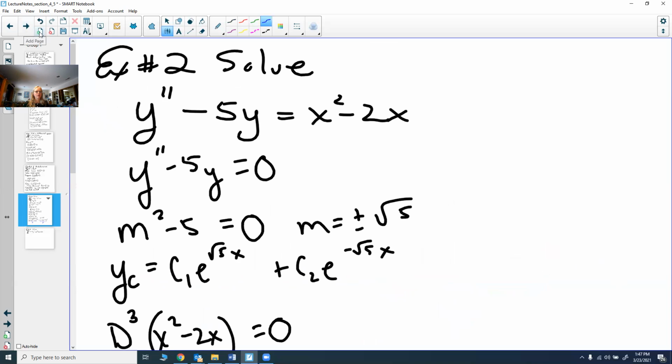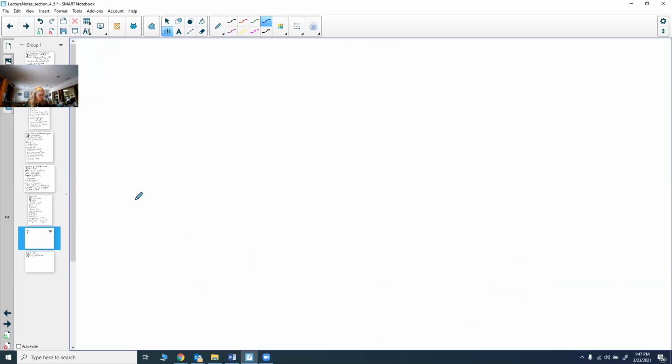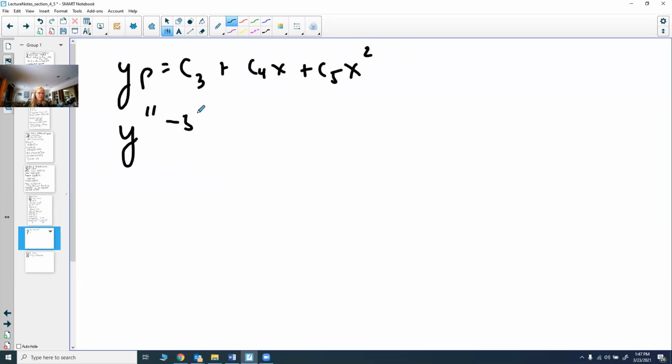Okay, so we're not done yet. So let's go ahead and keep going on this problem. Now that we've done that, we now know that y sub p is c3 plus c4x plus c5x squared. We know that it will in fact solve the differential equation. Remember, my differential equation was y double prime minus 5y equals x squared minus 2x. We know this y sub p has to satisfy this differential equation.